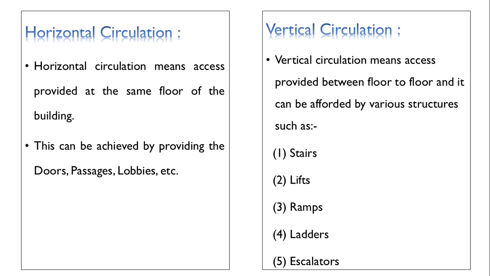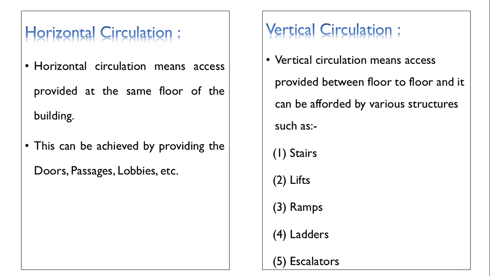Horizontal circulation means access provided at the same level of the building. Same level of the building means what? On one floor there are different types of units, or you can say rooms. Living room is there, kitchen is there, bedroom is there, toilet is there. So we can go from one room to another room. This is called horizontal circulation. How can it be achieved? It can be achieved with the help of doors, passages, openings, lobbies, etc.